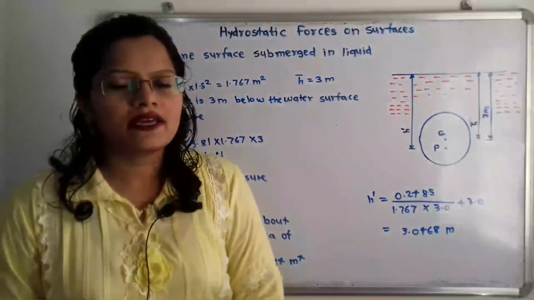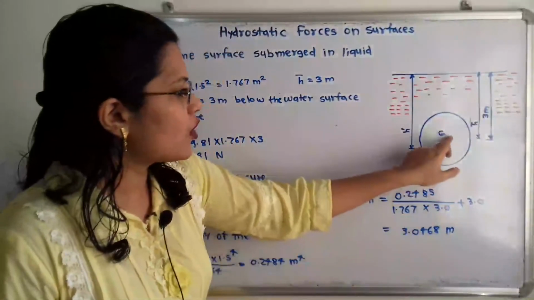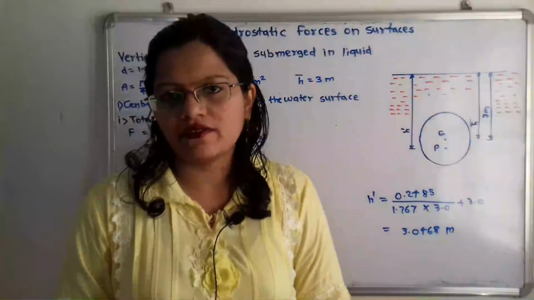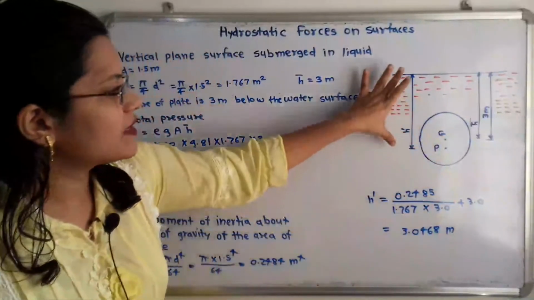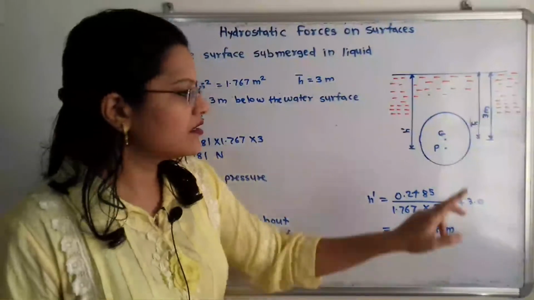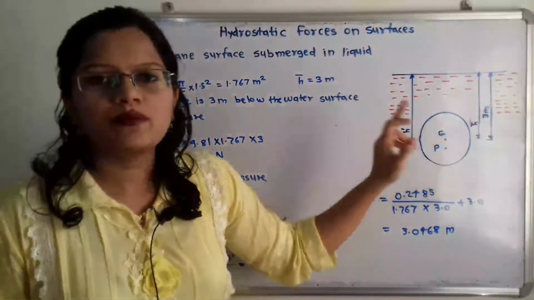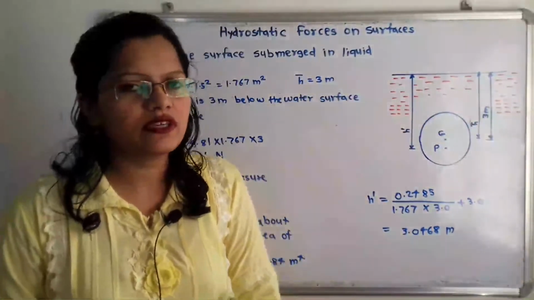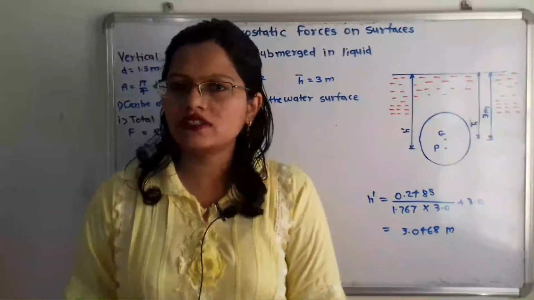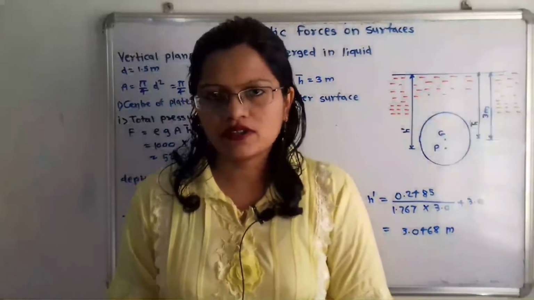Now we will apply the center point of the pressure. Here it is always below the center of gravity, and the distance we will consider is h dash. That is the distance from the free surface of water for the point of application of the total pressure on the surface. So now we will move to the first question.